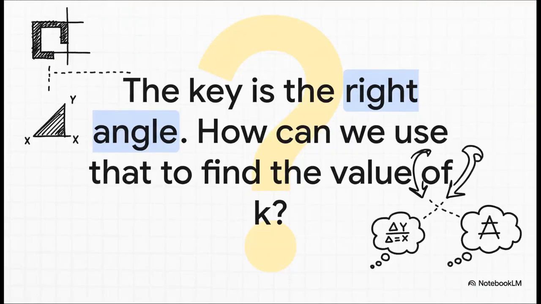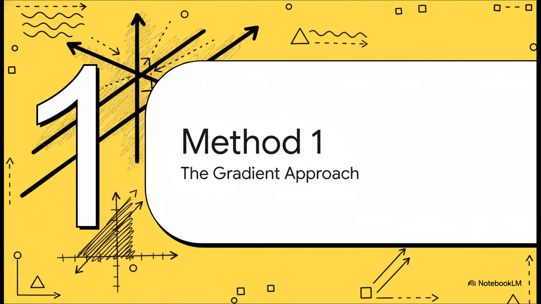And this is the golden ticket: the fact that the angle at R is a right angle. That is the clue that unlocks this entire problem. It tells us that the line from P to R is perpendicular to the line from R to Q. So, when you see a right angle in coordinate geometry, what pops into your head? For me, there are 2 big methods we can use. So, let's dive into method 1.